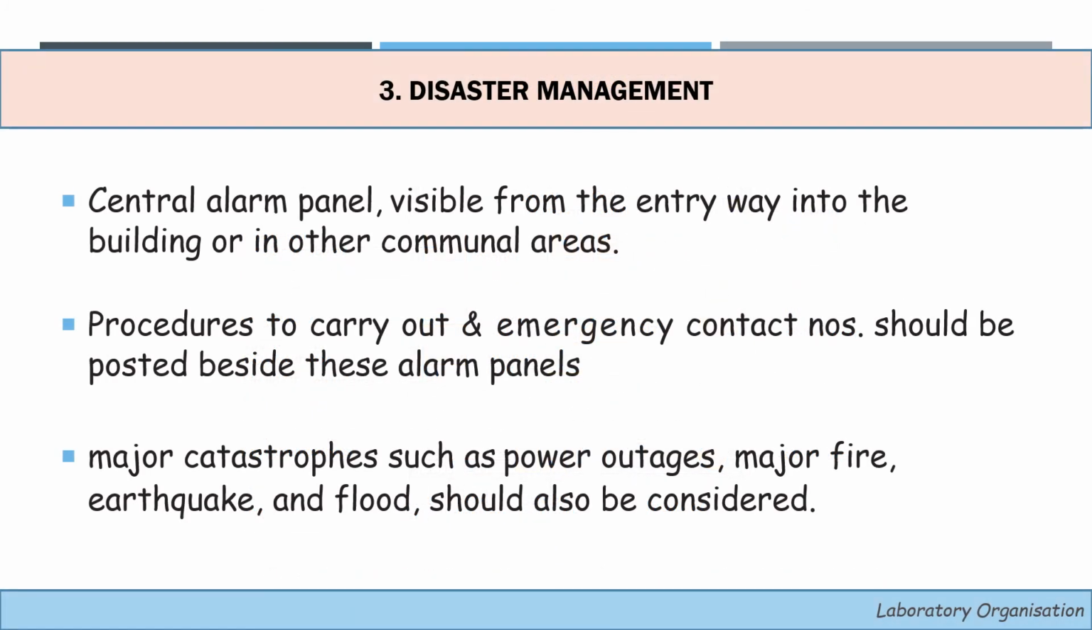Now, lastly, let's study one very important aspect of an animal cell culture facility: disaster management. Ideally, an animal cell culture laboratory should have a central alarm panel, and it should be visible from the entryway into the building or in any other communal areas. The procedures to carry out and emergency contact numbers should be posted beside these alarm panels. Major catastrophes such as power outages, major fire, earthquakes, and floods should also be considered.